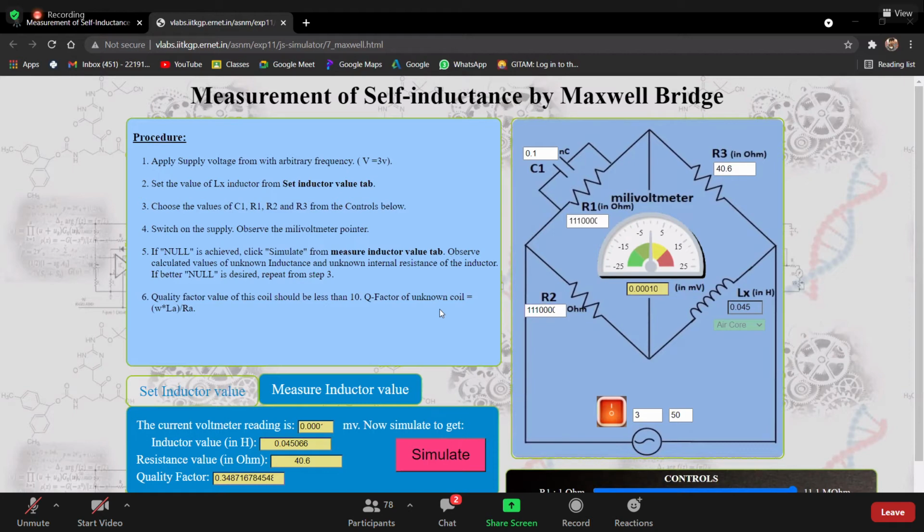Yes, 27, explain the experiment. Sir, in this experiment, we are calculating self-inductance by using a Maxwell bridge, which consists of 4 resistors and 1 inductor, which is an unknown one, and also a capacitor. By changing these values, we can find that unknown inductance, sir. When the bridge is in balanced state, the voltmeter will show 0 reading, sir. Very good, 27. Right, stop sharing. Thank you.